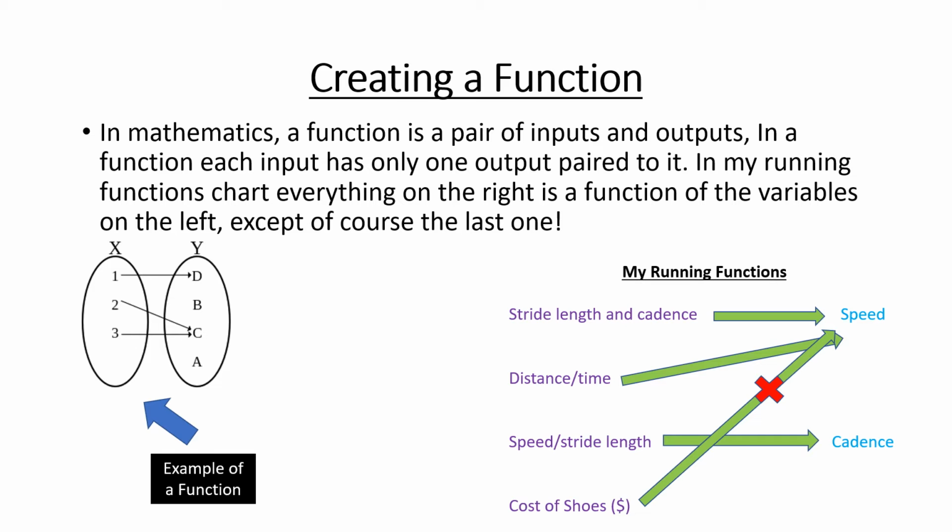Contrary to cost of shoes, when you put in correct data for distance and time, you're always going to get the same speed. Speed divided by stride length will always create the same cadence, but cost of shoes will not always have the same speed, creating multiple outputs, which makes it not a function.